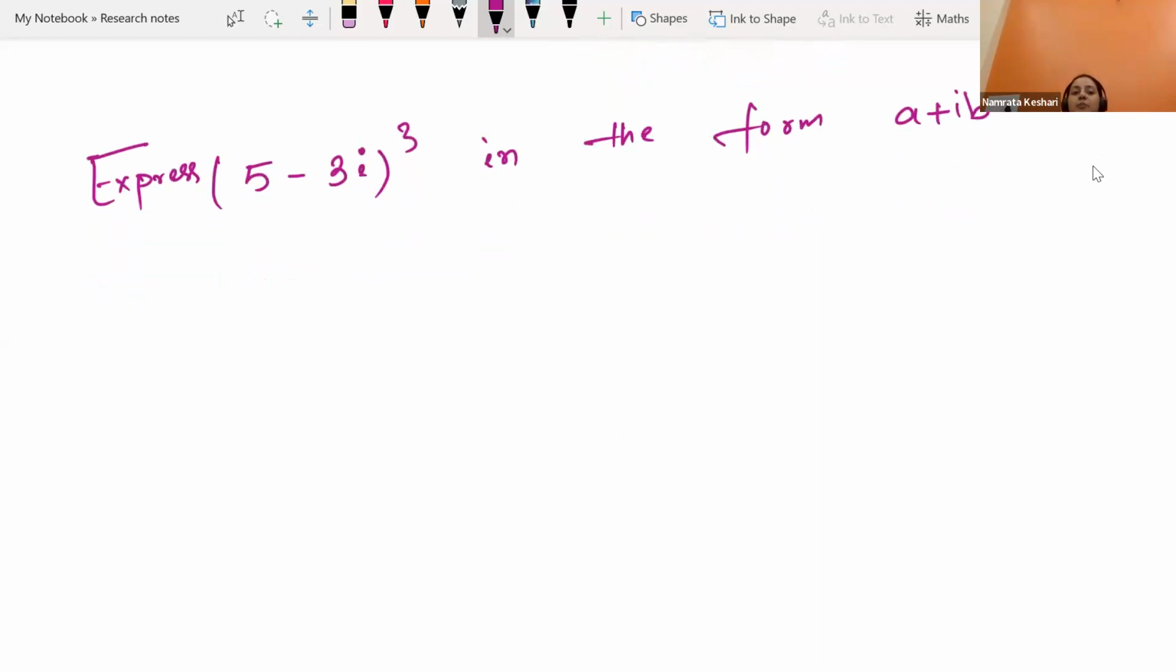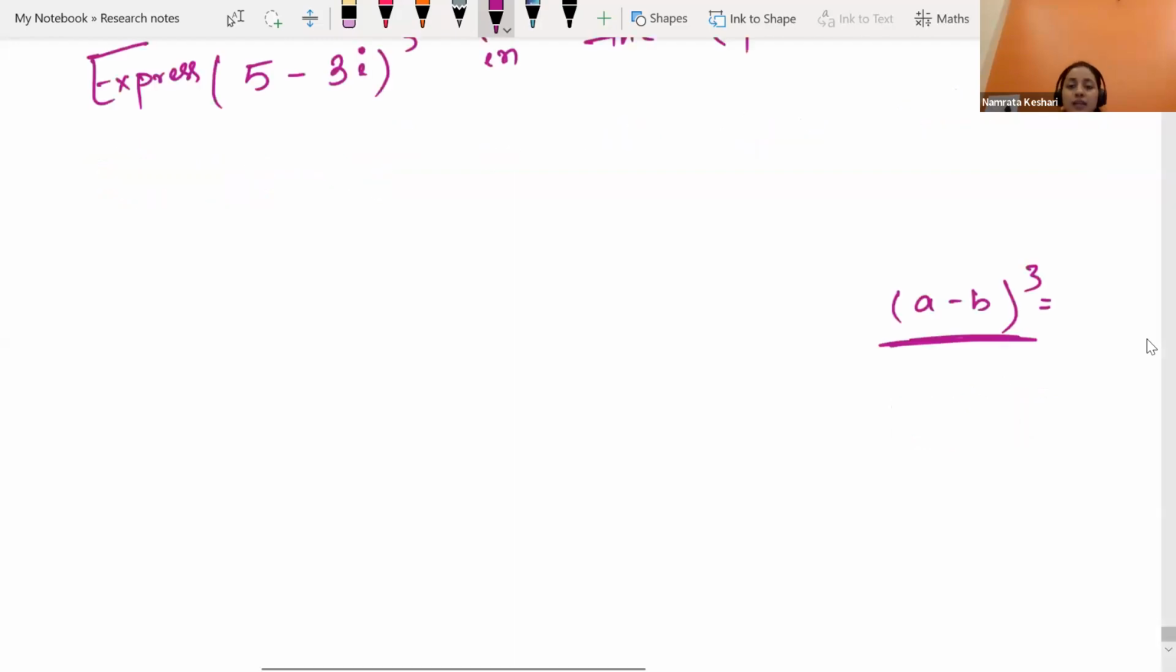First, we need to know what is the formula for a minus b whole cube. Can you tell me what is the formula for a minus b whole cube? Ali and Alina. Alina, have you seen this type of formula? A minus b whole cube formula, at least try. Try recalling this formula, all of you. Yes, Alina, we are trying.